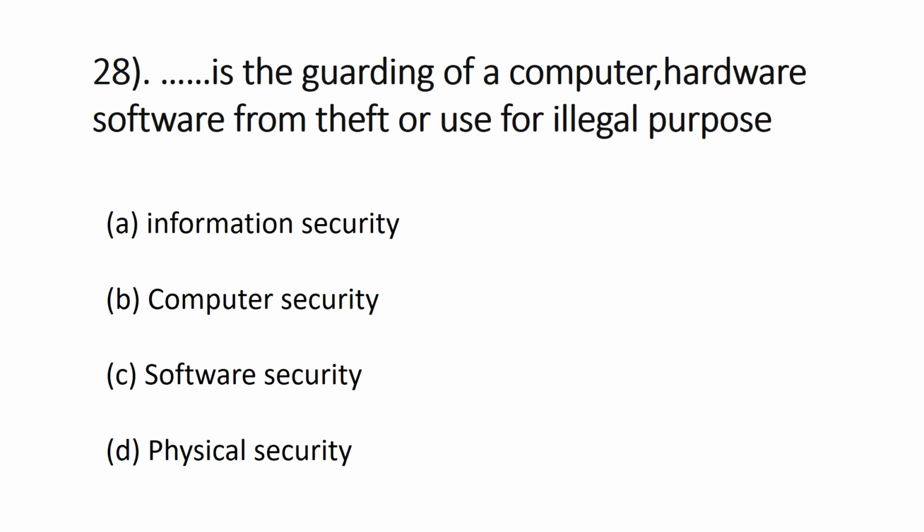Question number 28. Blank is the guarding of computer hardware and software from theft or use for illegal purposes: A. Information security, B. Computer security, C. Software security, D. Physical security. The correct answer is information security. Okay, securing the computer, hardware, and software from theft or illegal use is information security.